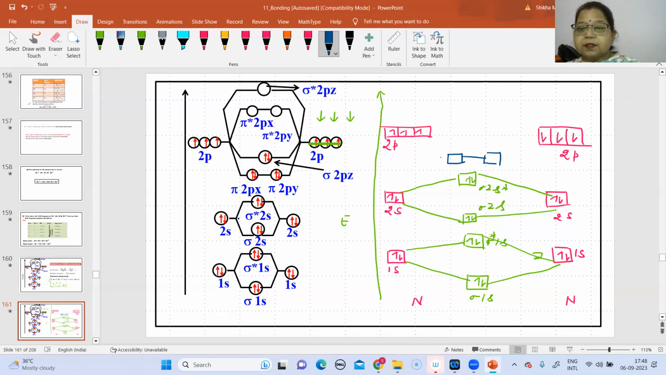Then we have sigma 2pz. So this should be slightly lower than this. It should be lower than the atomic orbital, right? So I'll be drawing sigma 2pz like this. This is pi 2px, pi 2py. Then we'll be joining them with these orbitals.